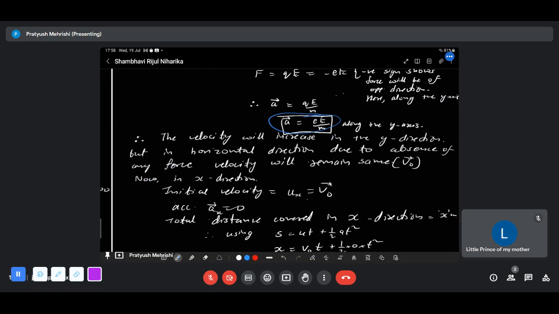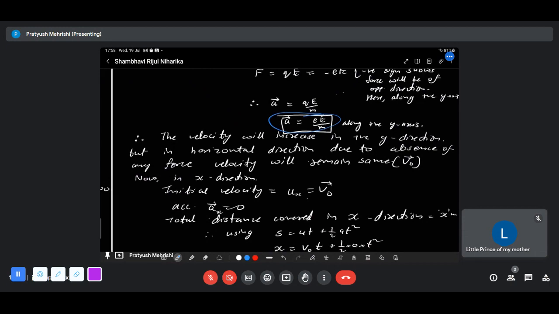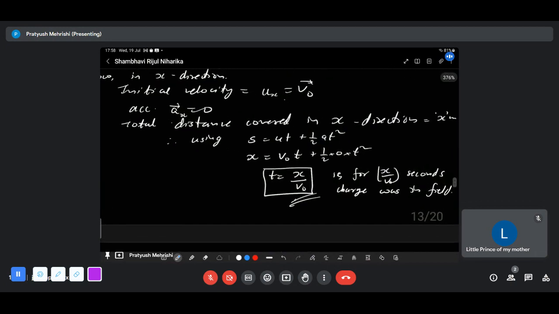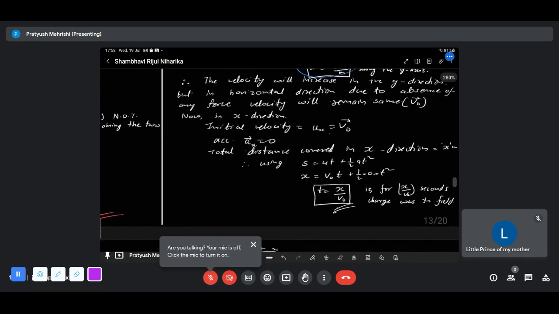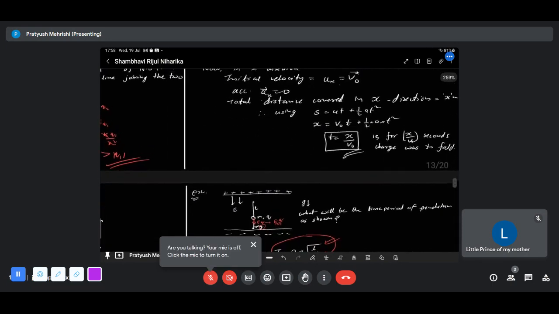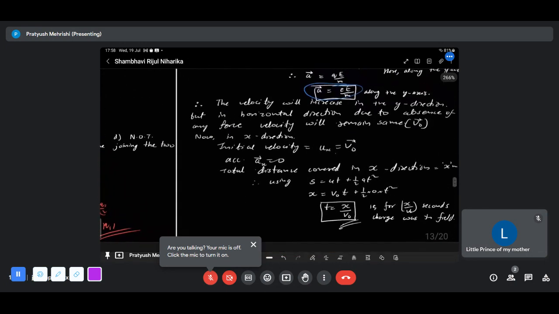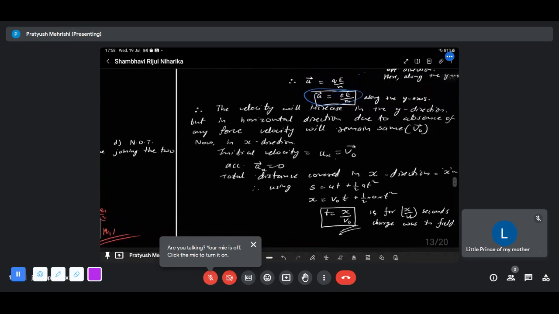Now, in the y direction, we can apply the second equation of motion. S is equal to ut plus half at square. By applying that and putting the time t equal to x upon v naught, what will we get?